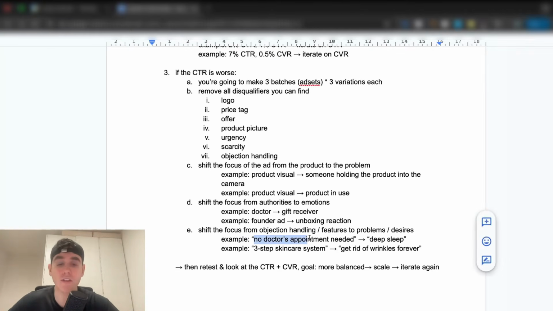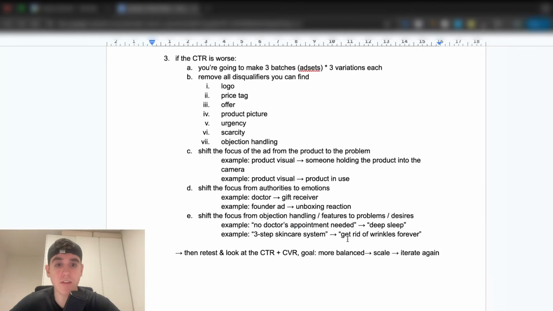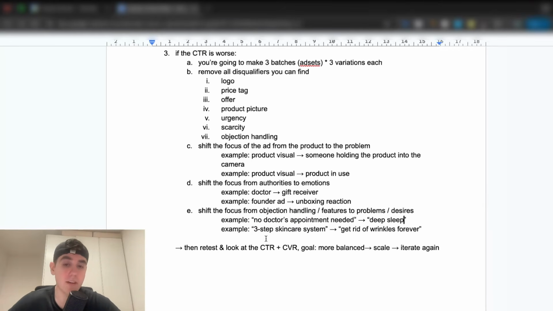Example, no doctor's appointments needed. Instead of saying that, you say just deep sleep as a benefit or a desire. Example, the 3-step skincare system, which will be the mechanism. Instead of saying that, you're actually going to say get rid of wrinkles forever. Obviously, that's resonating more with people, but it converts less than the 3-step skincare system because it sounds less cool. It's less salesy. Okay, that's the point of it.